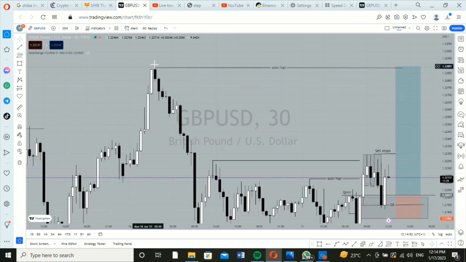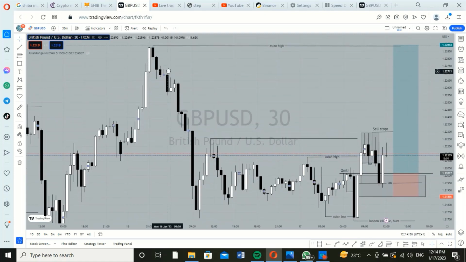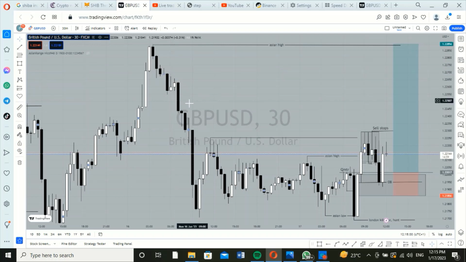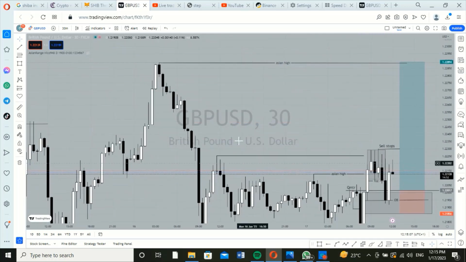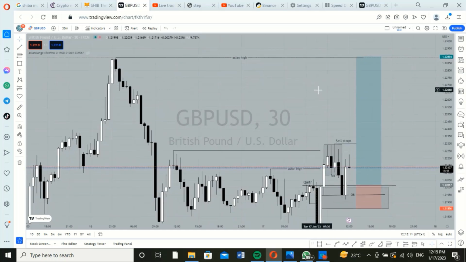But me, I could also target this old Asian high resting right here that we have on Monday. And usually we get to see Monday create the low of the week, and Tuesday probably the high of the week, or Thursday should be the high of the week.